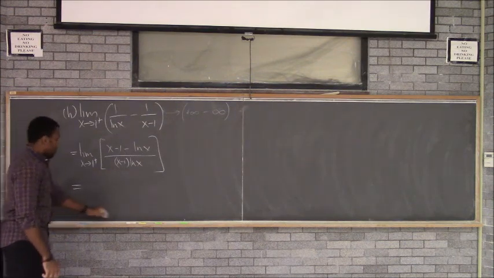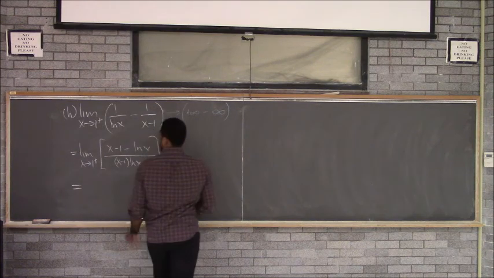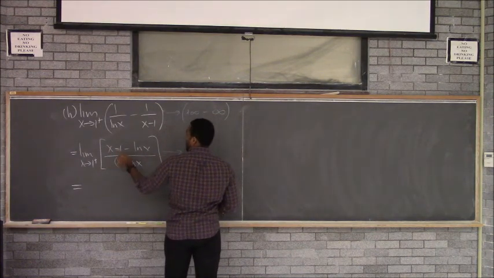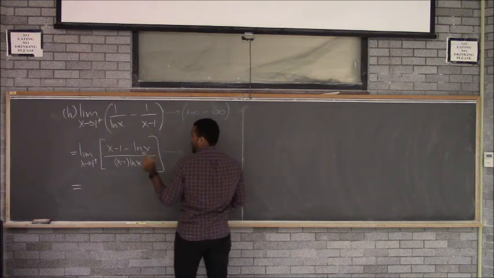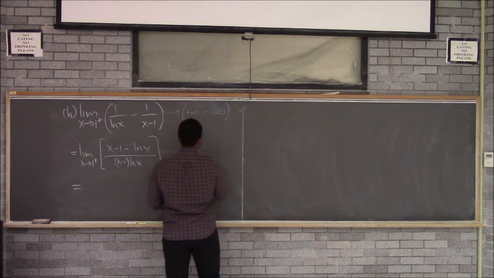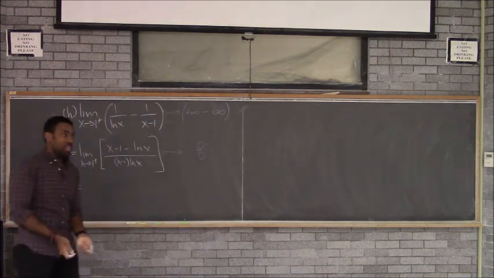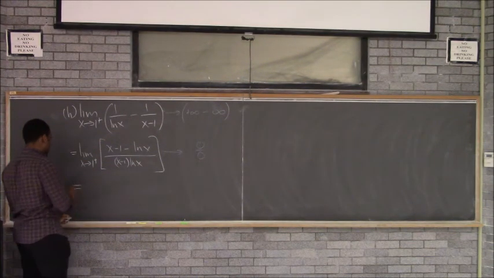So now when I look at that, plug in x equals 1, I get 1 minus 1, which is 0. Ln of 1, which is also 0, so the numerator is 0. Plug in 1 here, I get 0. Plug in 1 here, I get 0. 0 times 0, that is 0. So that gives me a nice indeterminate form, right away, 0 over 0. Now I'm going to apply L'Hopital's rule.